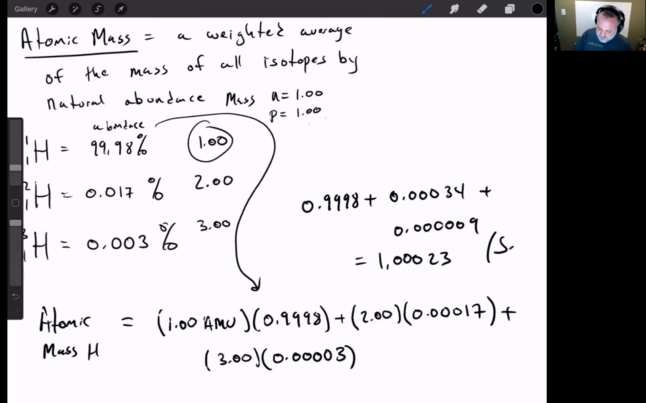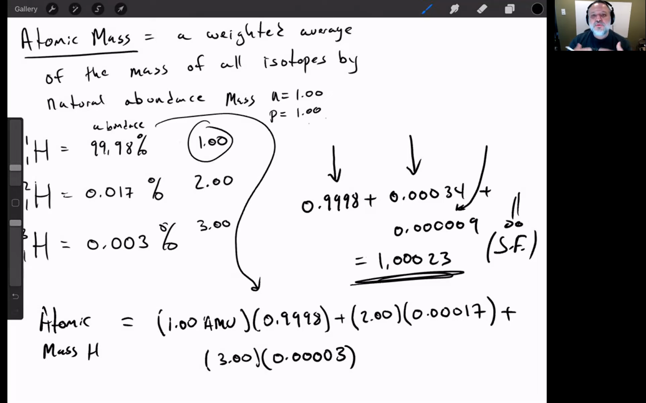I'm going to make a little note. Sig figs. They're wrong at the moment, but I'm going to leave it just like this for illustrative purposes. I didn't get the abundances exactly right because I just made them up off the top of my head. But I think what you need to get at is that each isotope contributes its proportional mass based on abundance to the overall atomic mass. So I'm going to stop there.